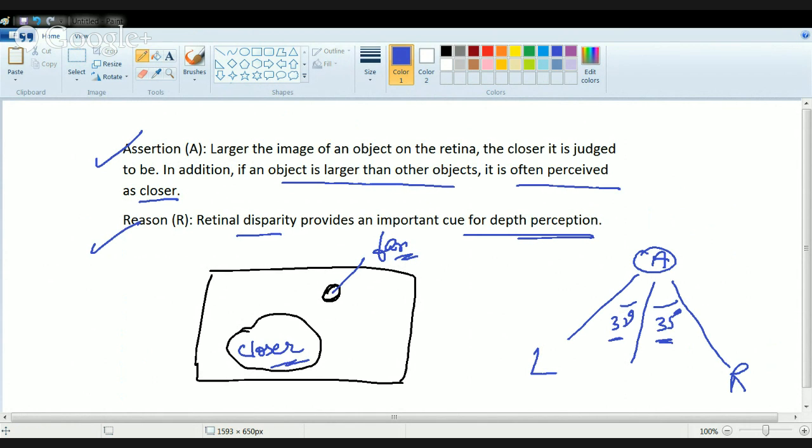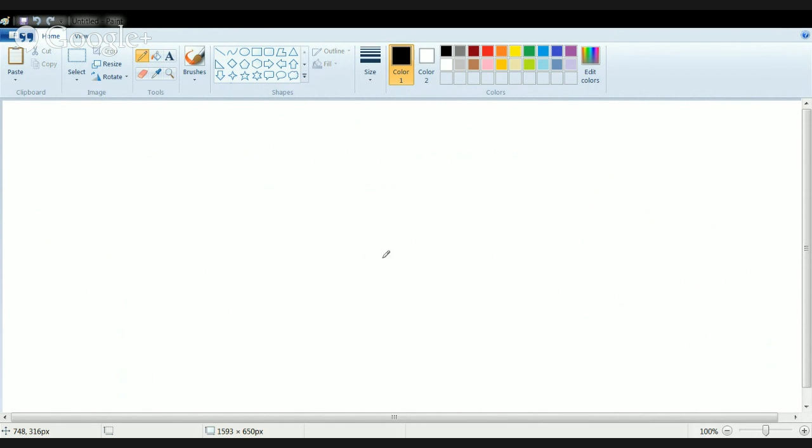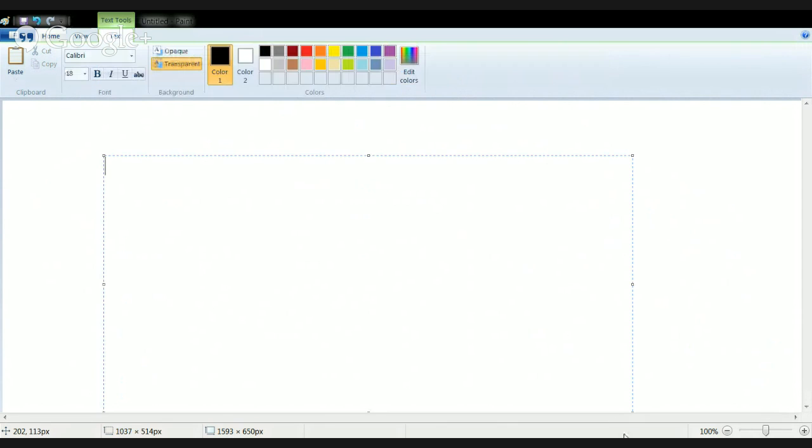Both the statements are correct, but they are not mutually related. What is happening here is that the first concept talks about relative size in perception, and the second concept talks about retinal disparity. So both of them are correct, but they are not mutually related. Next question, a very tricky question and something that you must know by heart.